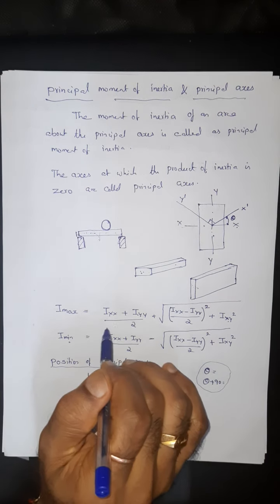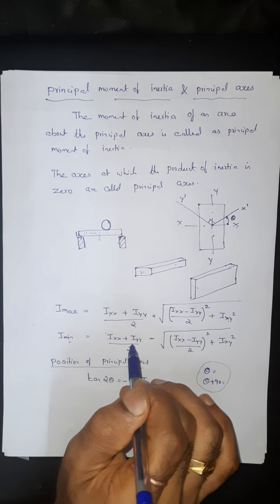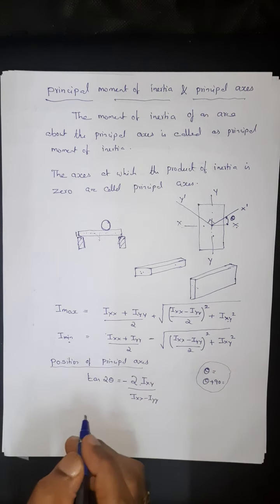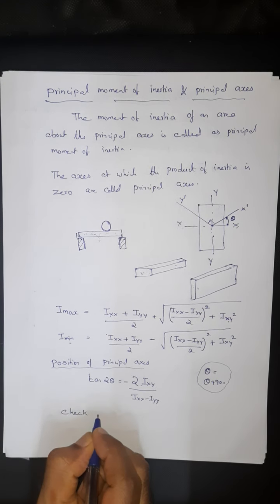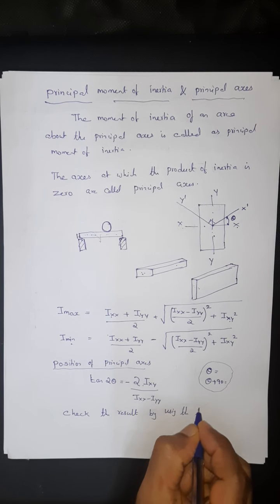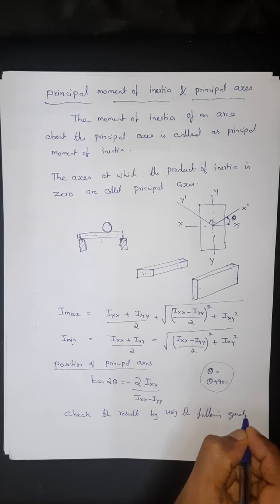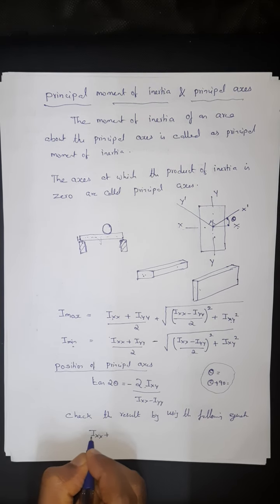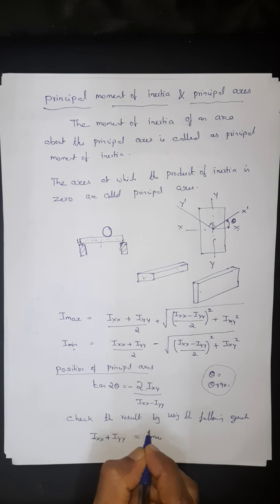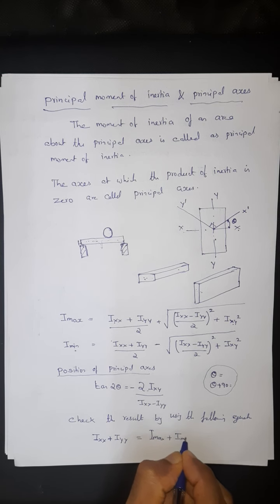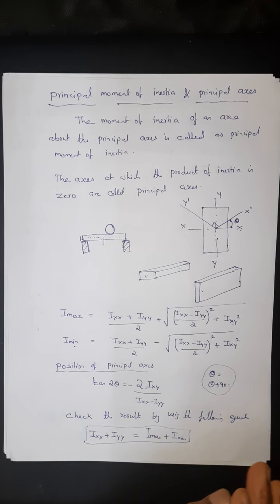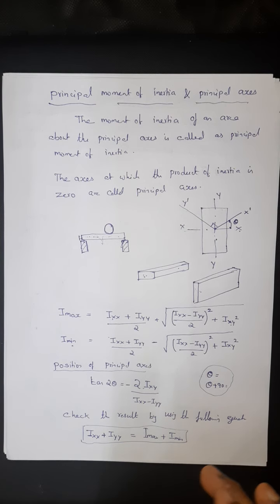After arriving at all those values, substitute them in this formula to find I max and I minimum, and then substitute to find the angle. After calculating all this, ultimately you have to check whether the calculated values are correct or not. Check the result by using the following equation: Ixx, the moment of inertia about the x axis, plus Iyy, the moment of inertia about the y axis, equals I max plus I minimum. If the LHS and RHS are equal, then the problem which you solved is correct. Otherwise you have made some mistakes in between.